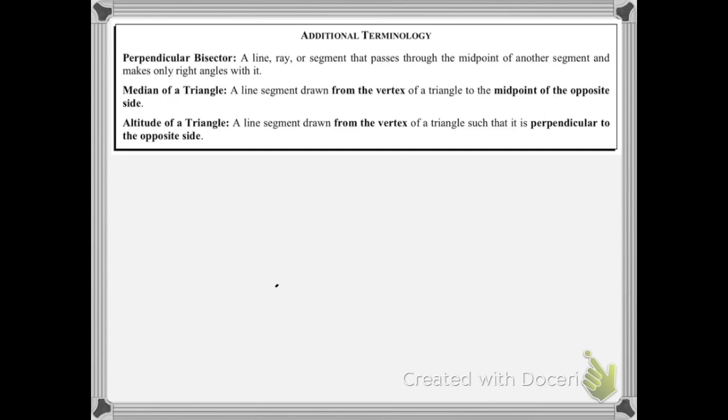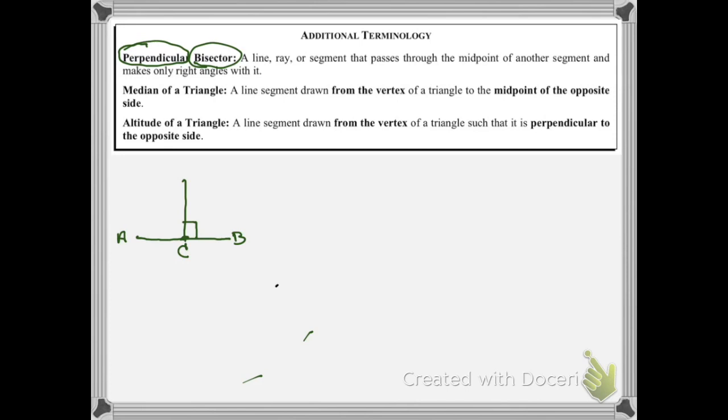So we have some terms here, and some of them you've seen before, like perpendicular bisector. You know that it's just a line, ray, or segment, right? And all it does is intersect to create a 90-degree angle. That's the perpendicular side. But then we also have the bisector side, which means that if you have this segment AB here, C will be the midpoint. And that's the part that says bisector, okay? Perpendicular bisector does two things: it creates a 90-degree angle and it creates a midpoint.